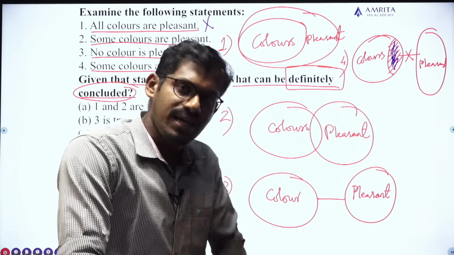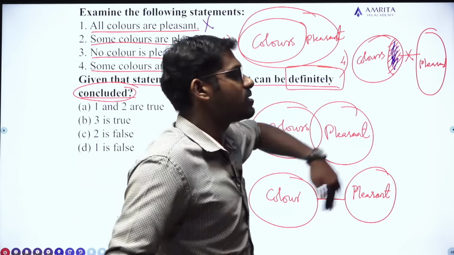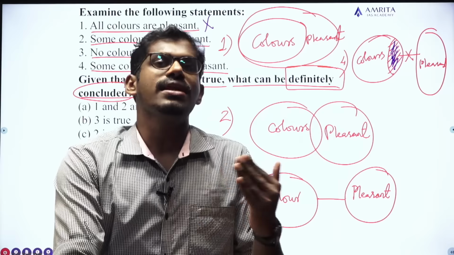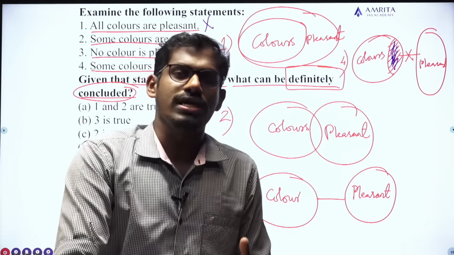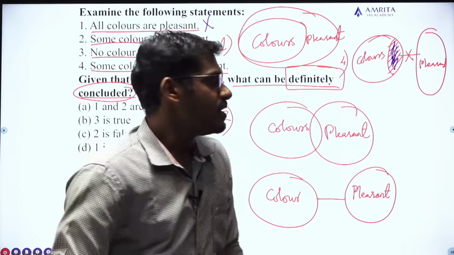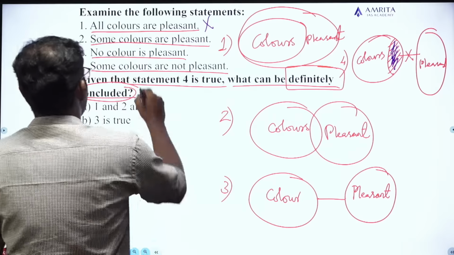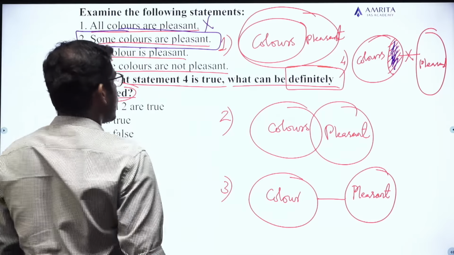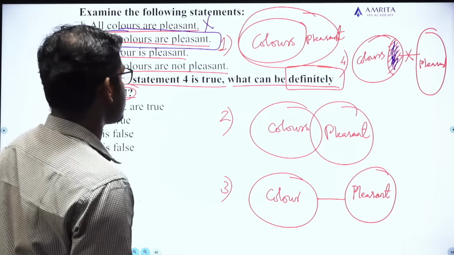Or can we definitely say that the other colors are also not pleasant? No. We cannot reach a definite conclusion. So, we cannot definitely say that some colors are pleasant.